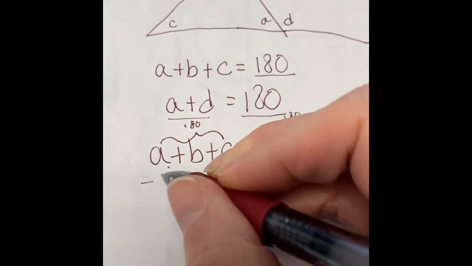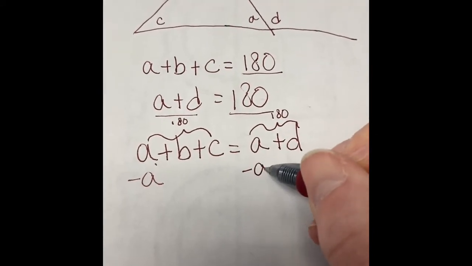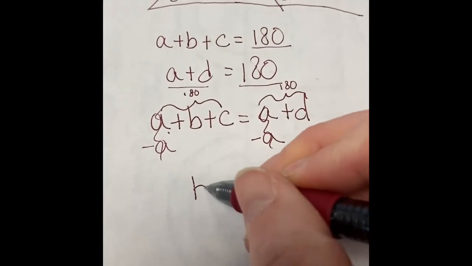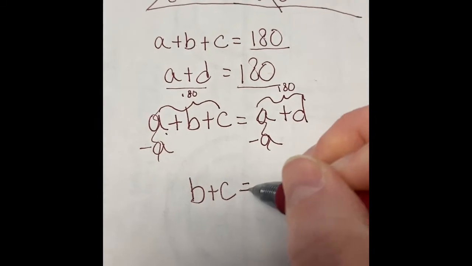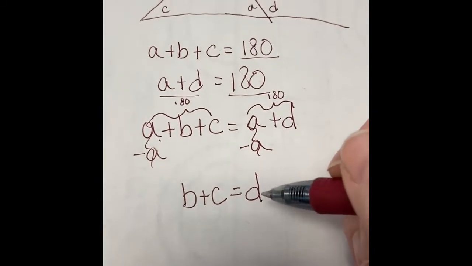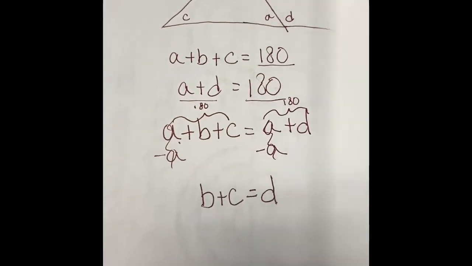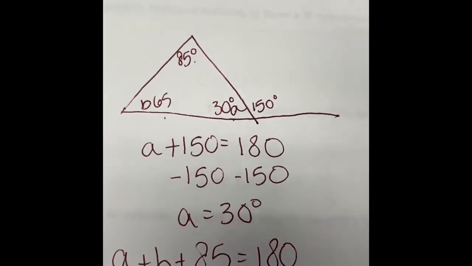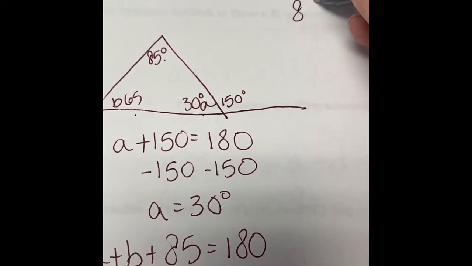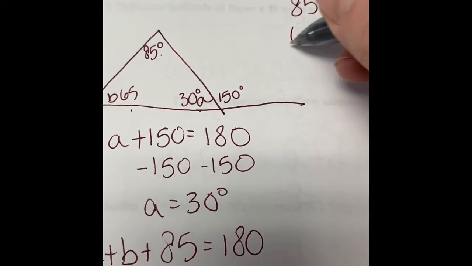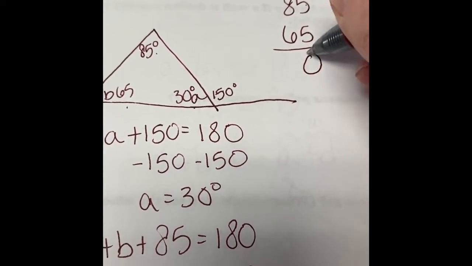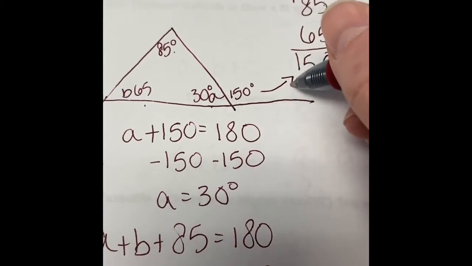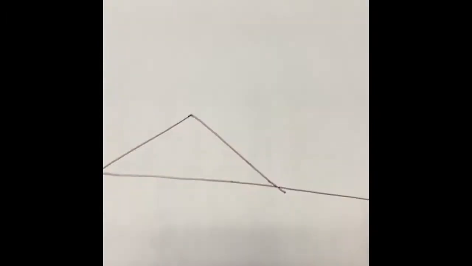Now I'm going to subtract A from both sides. And it goes away. Goodbye, A. It's nice knowing you. B plus C equals D. What? So let's look at this over here. Do they really? 85 plus 65. 5 plus 5 is 10, carry the 1, so 150 equals 150. Boom!